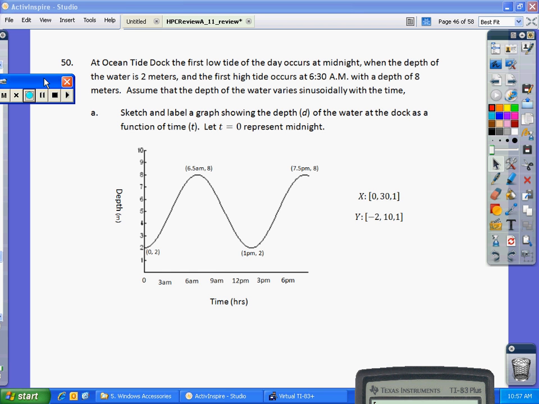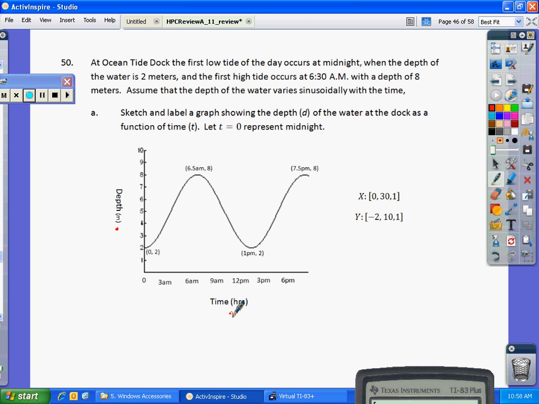Part A, sketch and label a graph showing the depth d of the water at the dock as a function of time t. Let t equal 0 represent midnight. Okay? So the first thing you want to do is draw a graph. You want to make sure that you label it. The y-axis represents depth. The x-axis is time. t equals 0 represents midnight. So you want to make sure that you label appropriately, and we put the times on there.